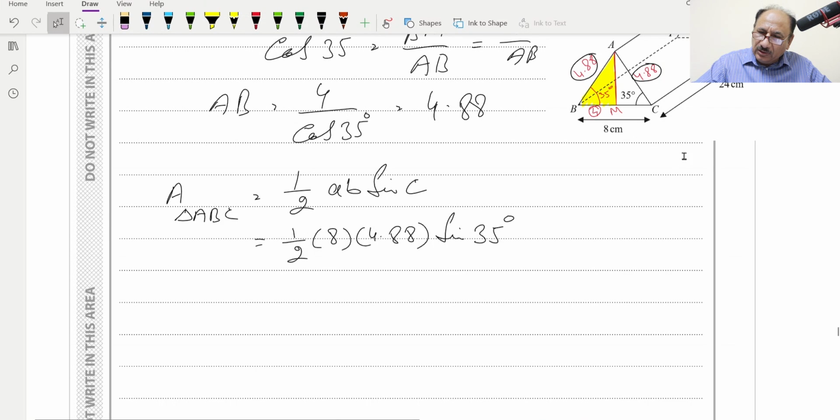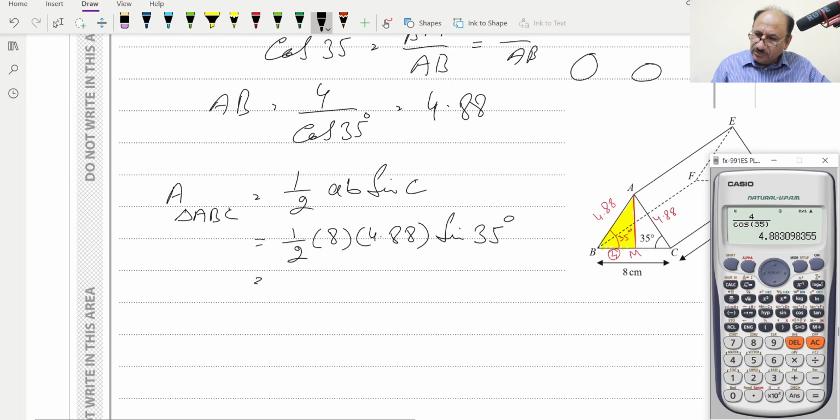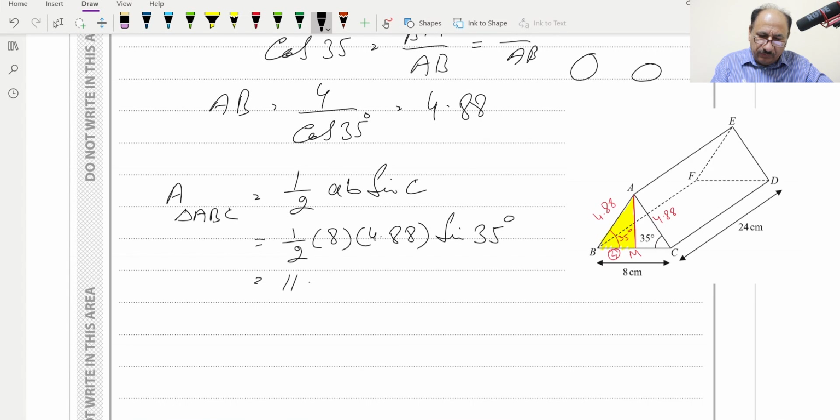And further we can figure out, this is what we can calculate basically: 0.5 into 8 into 4.88 and sine of 35 degrees, and this is equal to 11.20. So we can write 11.20, this will be centimeter square. And further we can find the surface area.